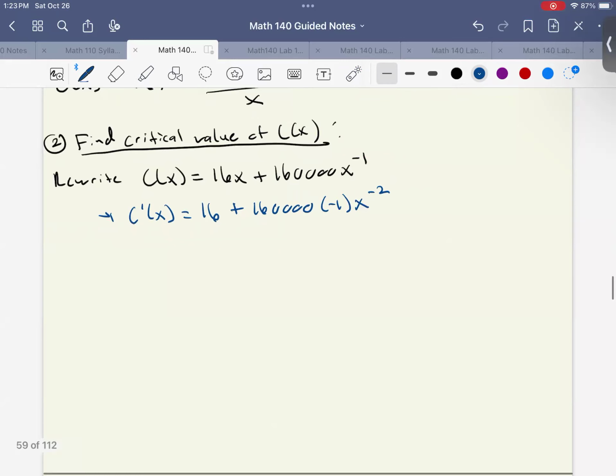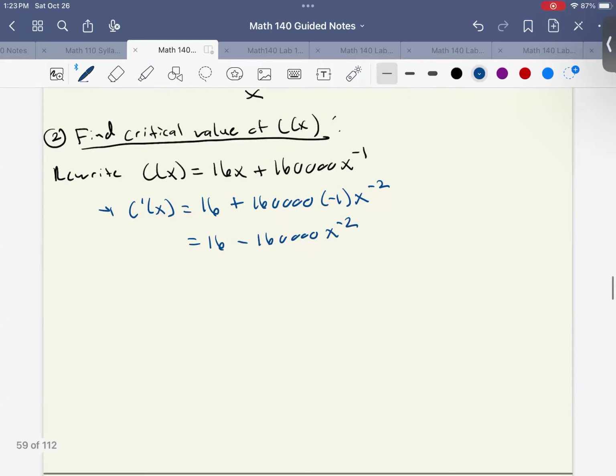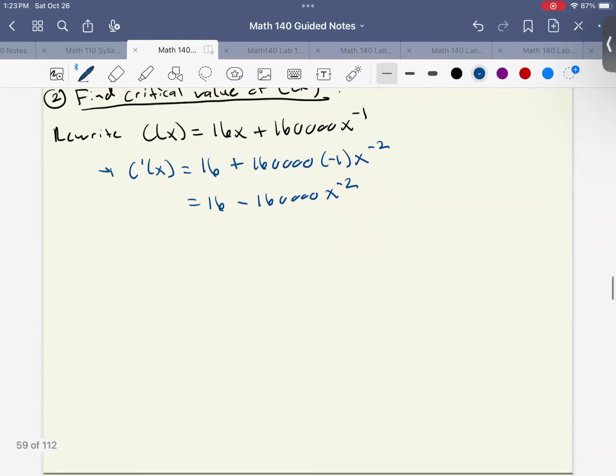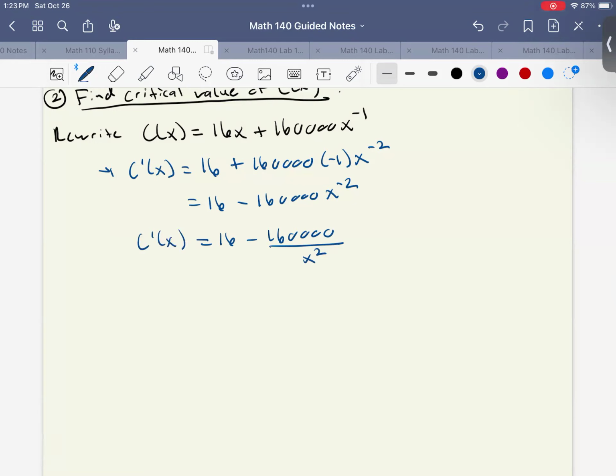So this ends up being 16 minus 160,000 X to the -2, and then I want to rewrite this by bringing this guy back down. When I bring it back down, it will make it a positive X squared. So this will be 16 minus 160,000 over X squared. And that's my derivative.